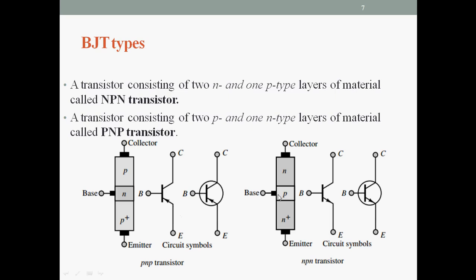Whereas in the case of an NPN transistor, there are two N type materials and one P type material as the base. And from the symbol, this arrow which is outward towards the emitter indicates this is an NPN type of transistor. This shows the flow of electrons from base to emitter.